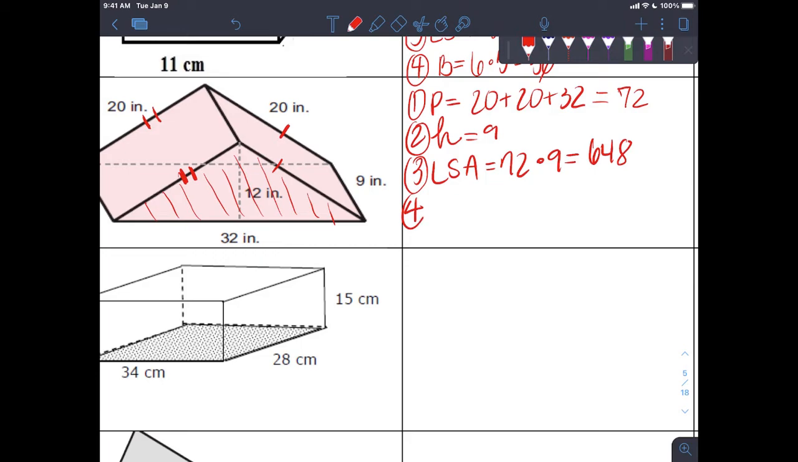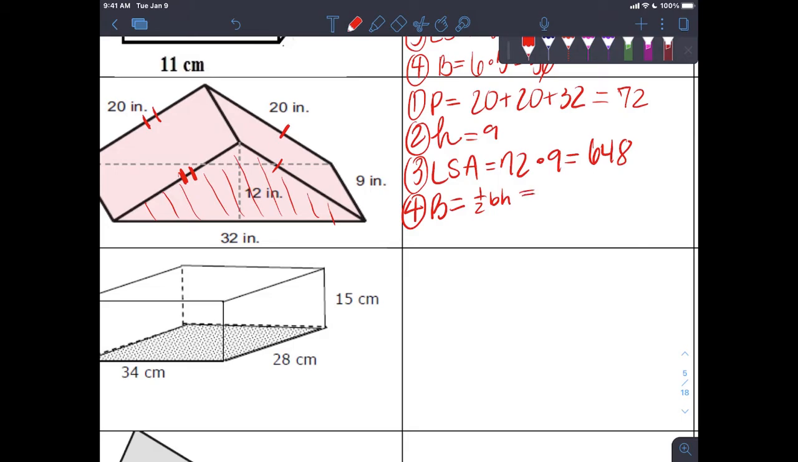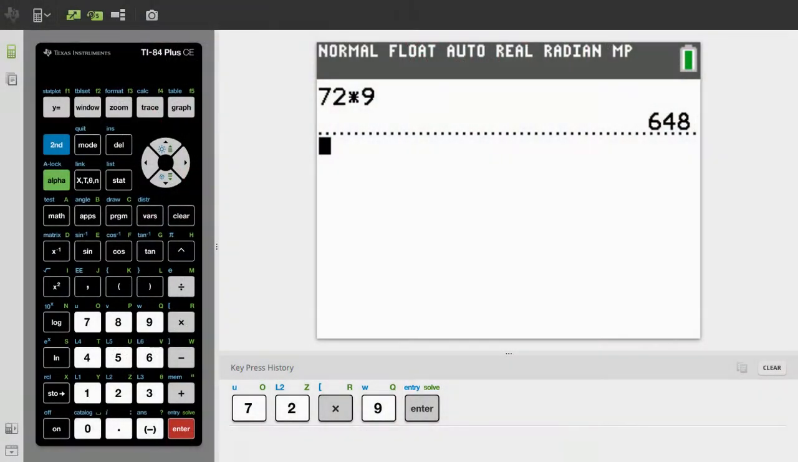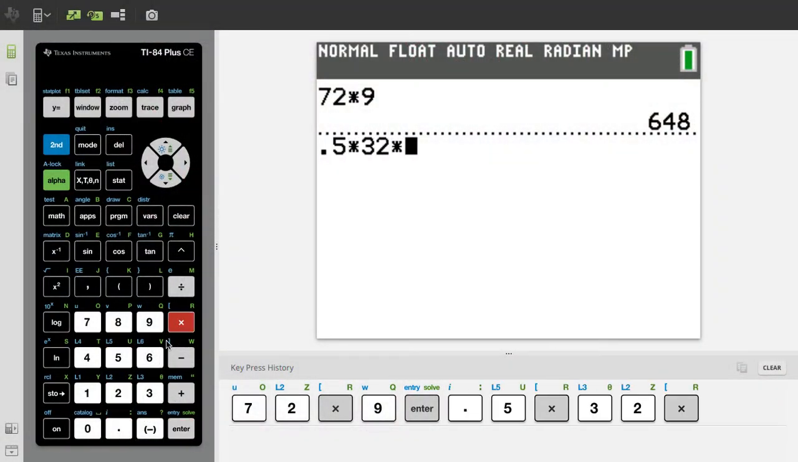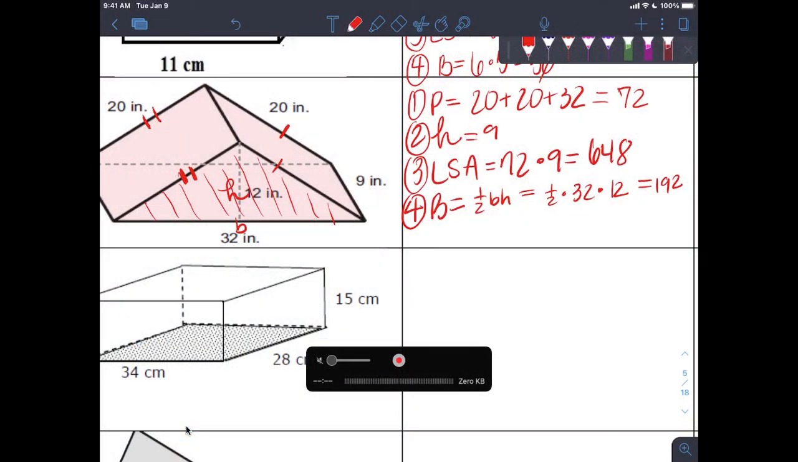Now I can find the area of my base. First thing I'm going to do is locate what the formula is. Well, this is a triangle, 1/2 BH, or BH over 2. The base and the height are already given to us. So 1/2 times 32 times 12. I'm going to put that in my calculator. And I find out the area of the base is 192.